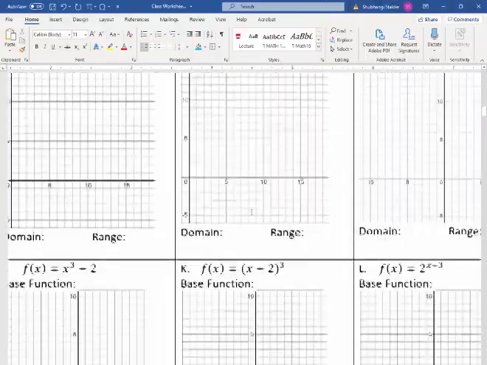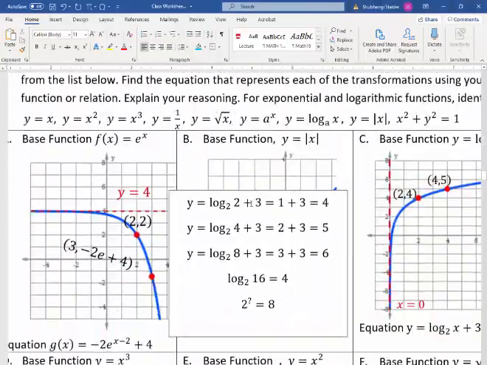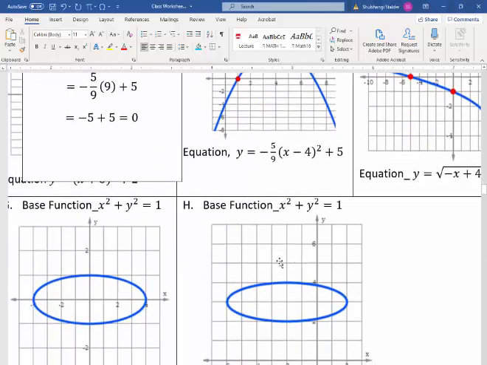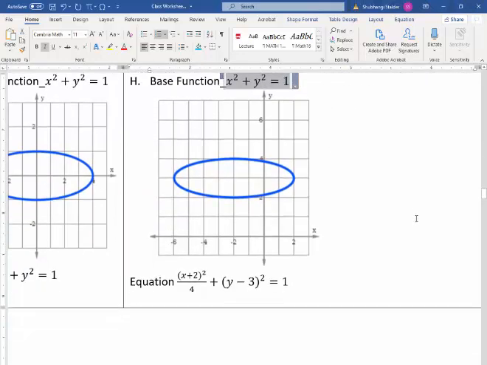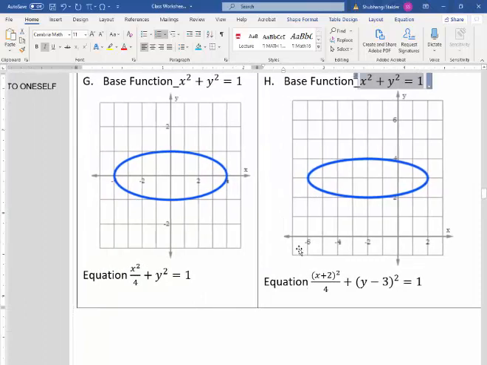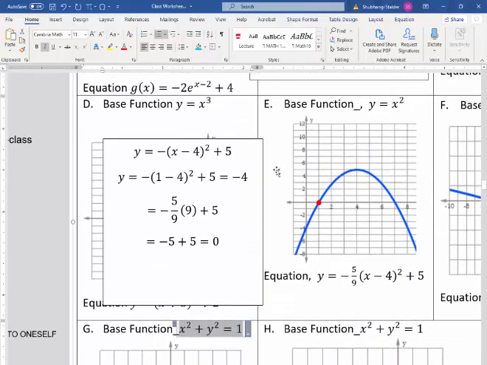Okay, so this is 1. This is 2, 2H. This one here? Yes, ma'am. So the base function was x squared plus y squared equals 1. And if you look at the base, is this one next to your H? Your H is my I. I think that's because I was entering things and things got messed up. G for you is G. Mine is H.